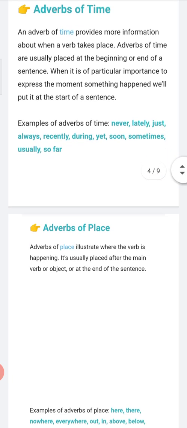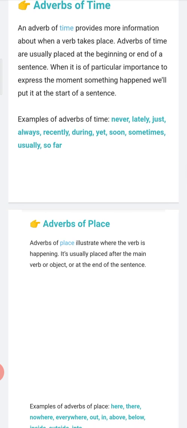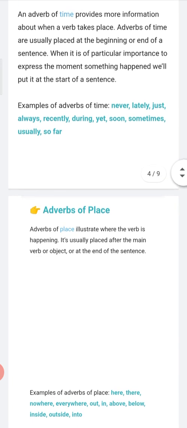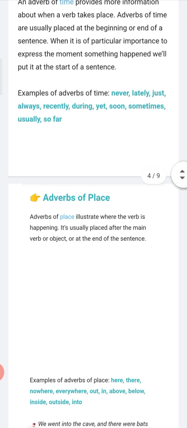Example of adverb of time. These are words we often use for adverb of time: never, as in never be late to school, lately, just, always, recently, during, yet, soon, sometimes, usually, so far. Always wear proper dress. Recently we have all faced the outrage of the pandemic. So usually we place it at the start. Sometimes we put these words at the end also.